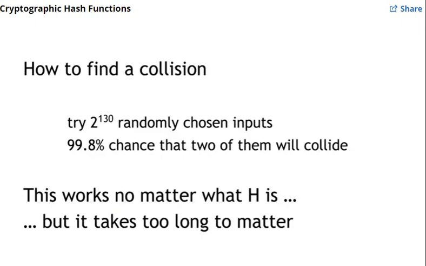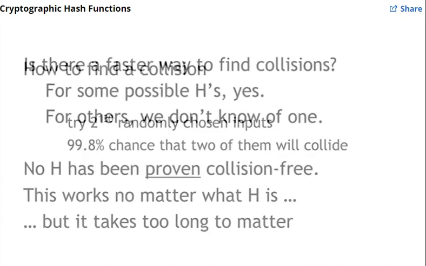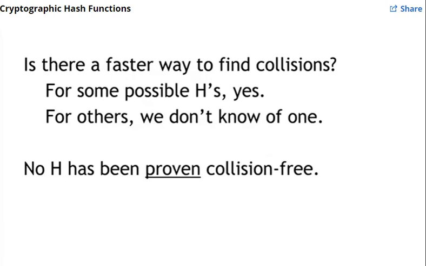didn't happen. Okay, so we know how to find a collision, but this method takes too long to matter. The question is, is there some other method that could be used on a particular hash function in order to find a collision? And that's the question that is harder to answer. Is there a faster way to find collisions? Well, for some possible values of hash functions, of course there are.